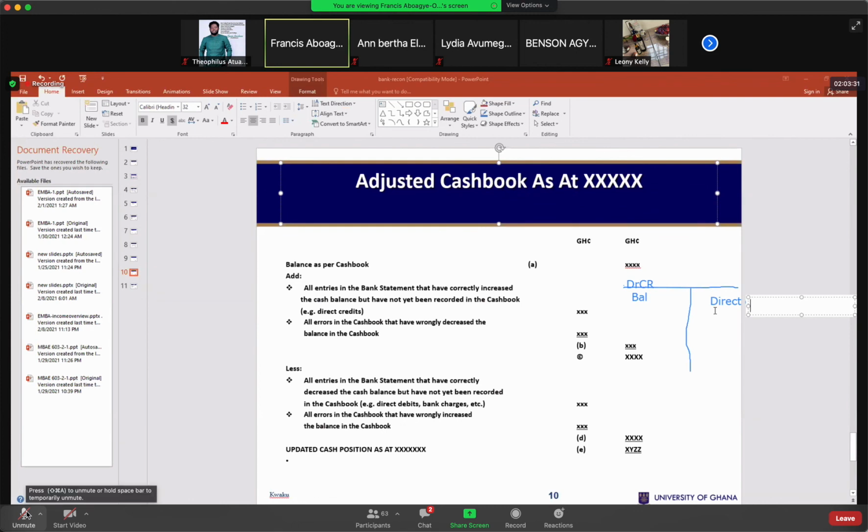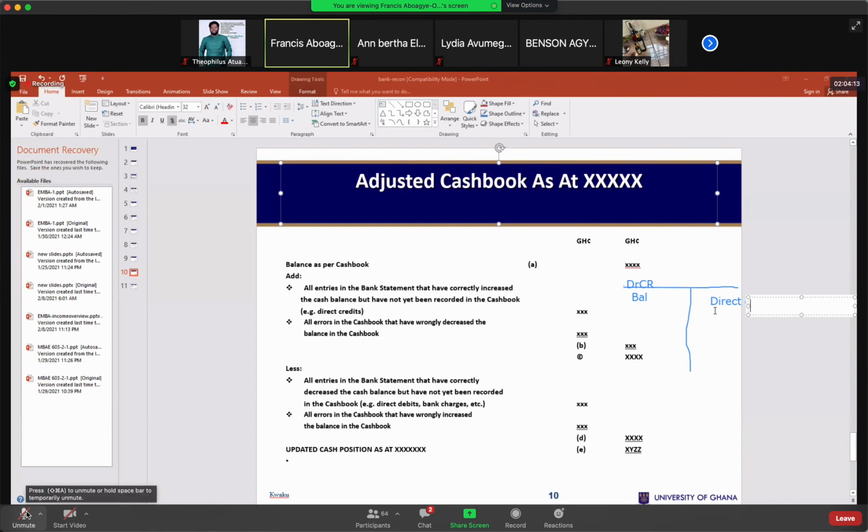Okay. Now, if they are debits in the bank statement, what we are going to do is report it at the credit of the cash book. So, for instance, if there are bank charges, the bank charges will have to be credited to the cash book because it's a reduction of your monies at the bank. But the bank is going to debit your account. So when you put the two together, it's going to help you to determine your updated cash, or the adjusted cash.